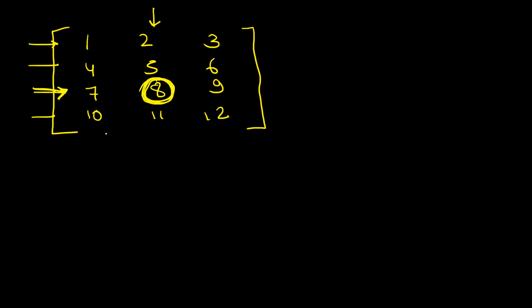In order to uniquely determine a value in a 2D matrix, you need both the row number as well as the column number. If I just tell you, go to row number 3, then you will tell me, bhaiya, in row number 3, there are 3 columns. What is the number that you want me to look at? So definitely you will have to tell me both the row number as well as the column number.